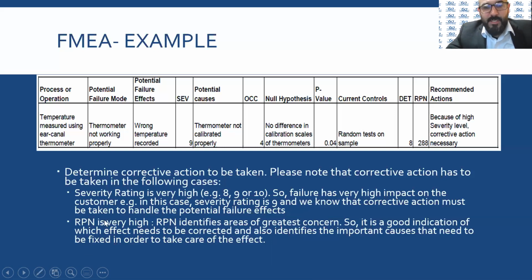Next, we should take action when the RPN is very high. RPN identifies areas of greatest concern. It is a good indication of which effects need to be corrected, and it also identifies the important causes that need to be fixed. So if we find the RPN is high, then we have to look into this. This is a serious thing. We have to recommend an action and take an action to correct this issue.